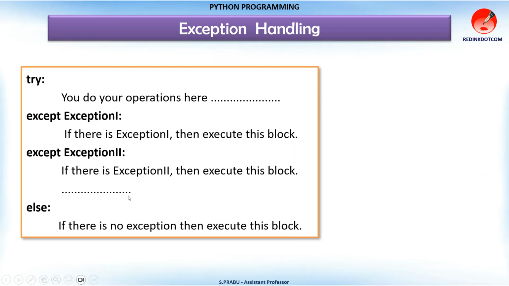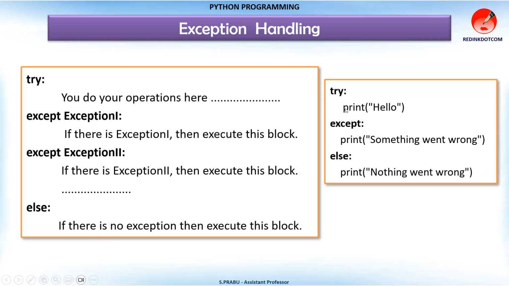And you can also include the else block in the exception handling mechanism. Else block means if no exception occurred, this else block code will be executed. The syntax for this else block is: inside the try we can give the code. If an exception occurred, the except block will be executed. Otherwise, the else block will be executed. The reason for the else block is it ensures that certain actions are performed only if no exceptions occur. It improves readability. It makes the code easier to understand by distinguishing successful operations from error handling.